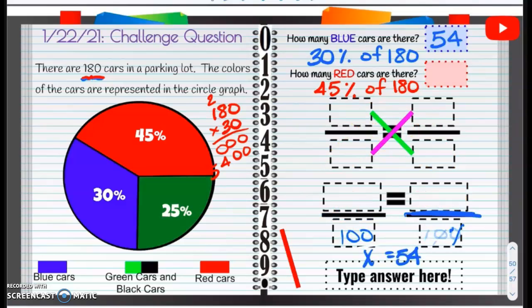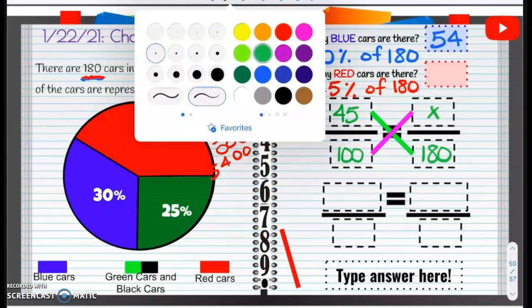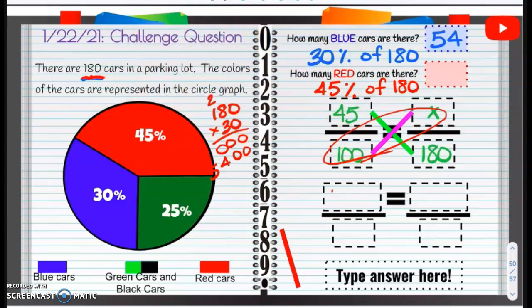All right, let's take a look at the next one. That red part, the red cars. Let's figure out how many red cars there are. We're going to do that same thing. So it says 45%. So we know 45% is 45 over 100 of 180 total. So that's that total. We don't know how many cars there are, though. So now let's multiply. 100 times x is 100x. 180 times 45.